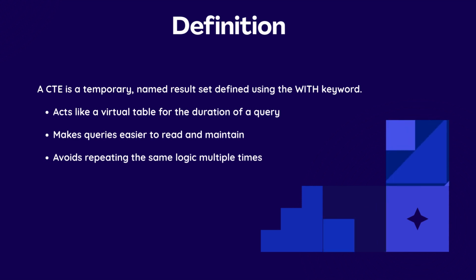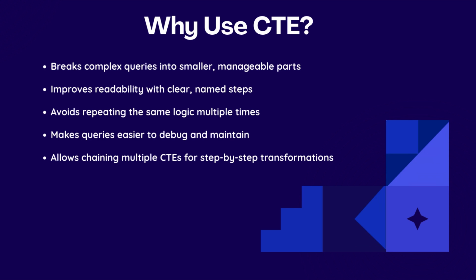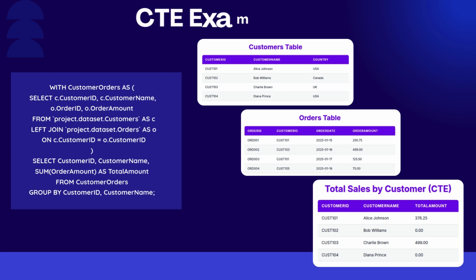Now, why should we use CTEs? Well, imagine you have a complex query with multiple joins, aggregations, or filters. If you write everything in one big SQL block, it quickly becomes messy and hard to debug. With a CTE, you can break the logic into smaller steps, give each step a meaningful name, and then use those names in your main query. This not only improves readability, but also reduces duplication when you need to reuse the same logic in multiple places within a single query. Let's take a simple example with our familiar customers and orders tables.